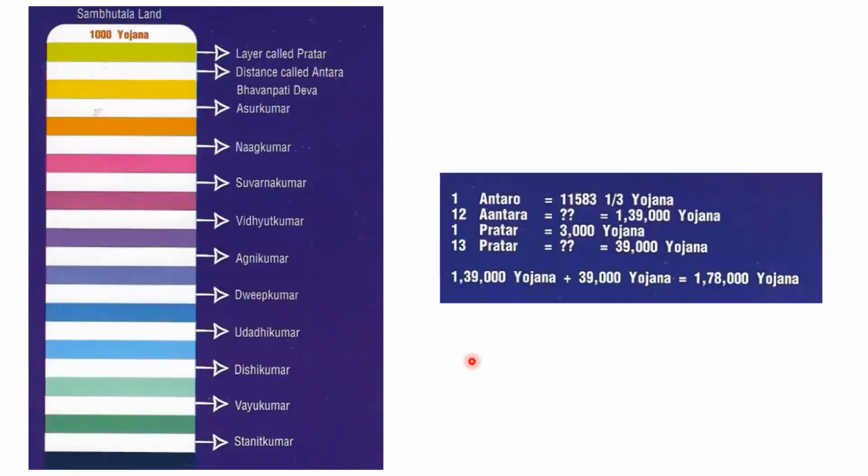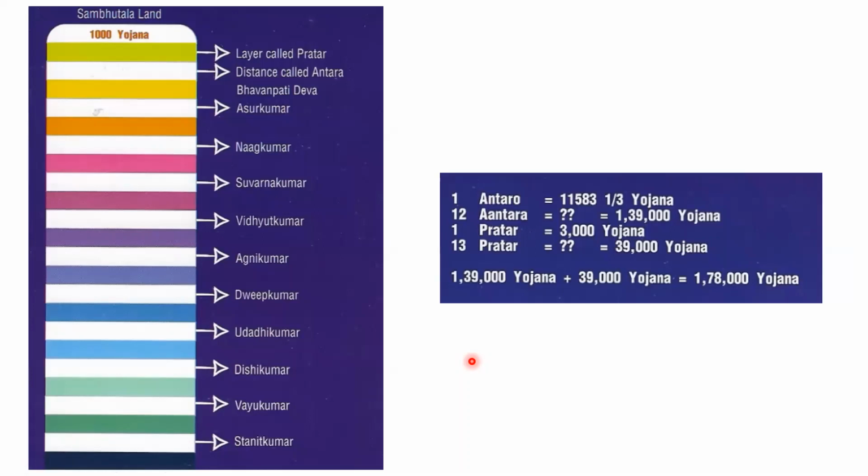So let's see the structure of the first Narkavas. We saw in our last class that the first Narkavas is 180,000 yojans. And if you leave out the first 1,000 yojans and the last 1,000 yojans, the middle 178,000 yojans is divided into 12 sections. Each of these sections we saw is known as Antra, and each Antra is 11,583 yojans. Between the Antra, there is what we call a layer of Pratar. And this Pratar is 3,000 yojans.